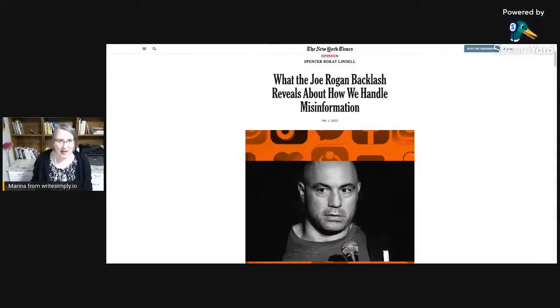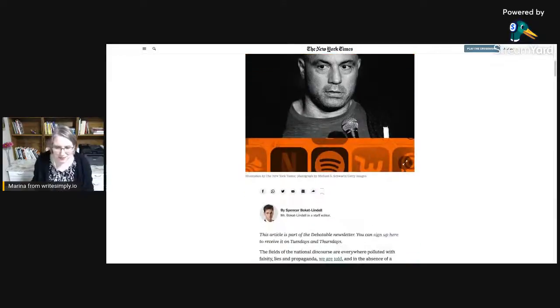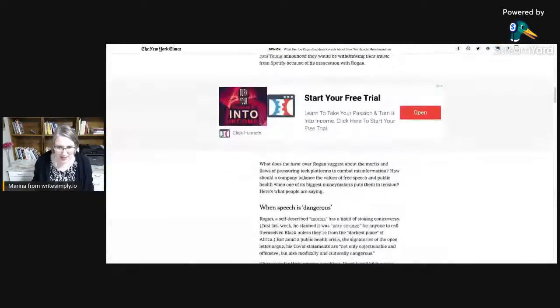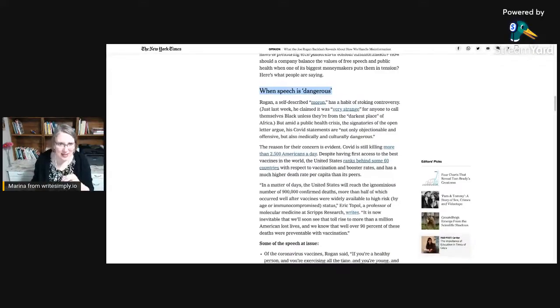Essay. So I have this open here. And here we are looking at this opinion piece. And again, remember, when you skim, you can look at the first sentences. But what I liked about this article, or essay, is it has subheads that help you get down the page. And it will help us figure out, does it cover the major reasons? So here they're talking about, okay, when speech is, quote, dangerous. So Spencer here is setting up the opinion.